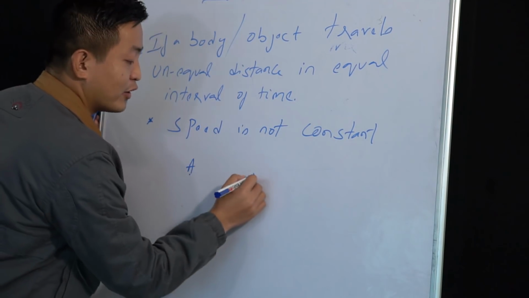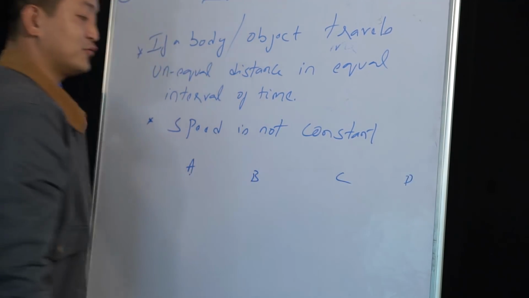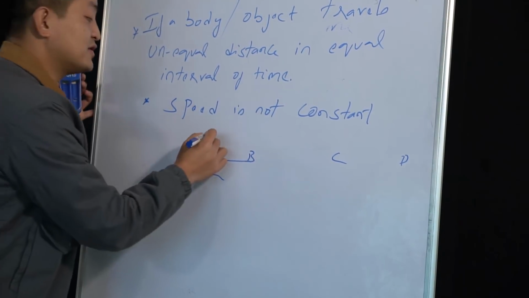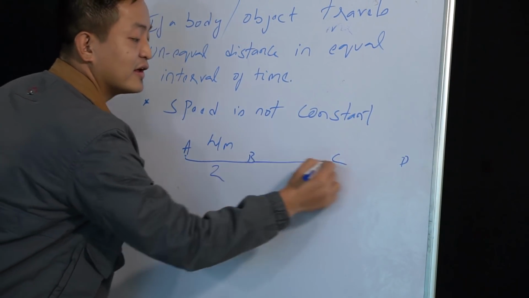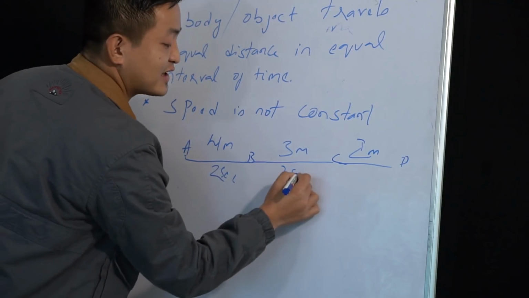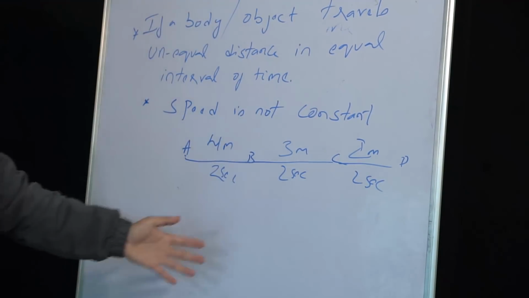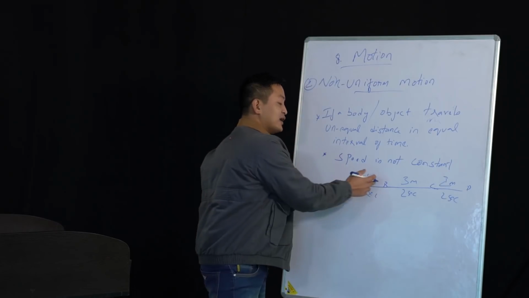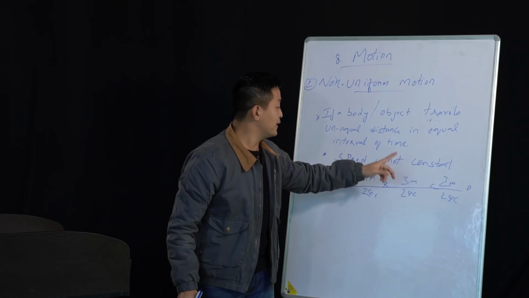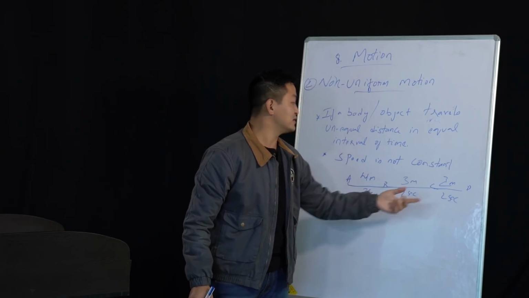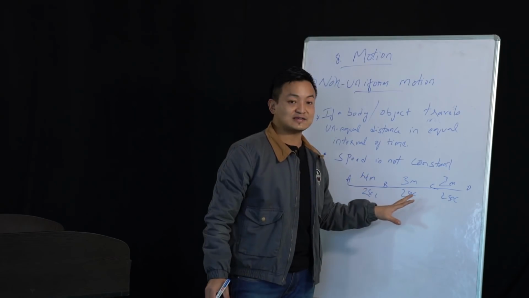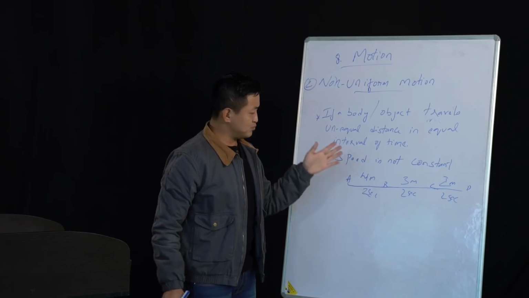Let's take point A, point B, point C, point D. We'll take 4 points here. So if an object takes 2 seconds here and it covers 4 meters, and here 3 meters, and here 2 meters, and the time is all 2 seconds, 2 seconds, 2 seconds. From point A till point B it covers 4 meters, the same 2 seconds covers 3 meters, and in the next 2 seconds, 2 meters. So this is an example of unequal distance in equal interval of time, because the time is all 2 seconds. An example you can give is a moving car.